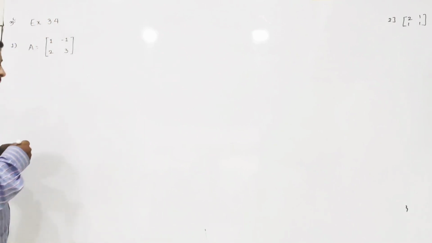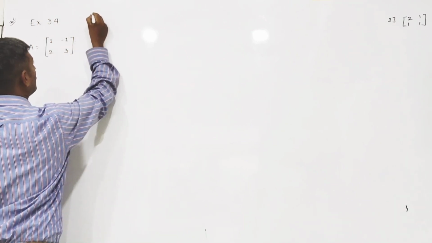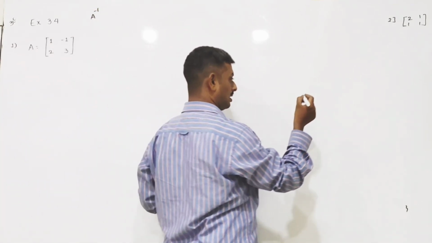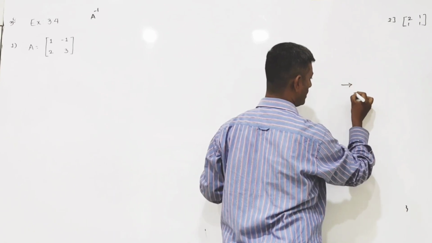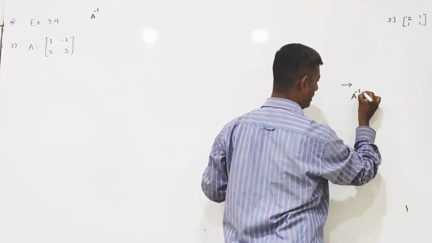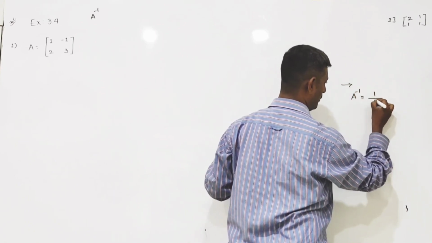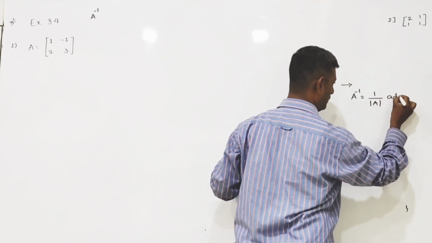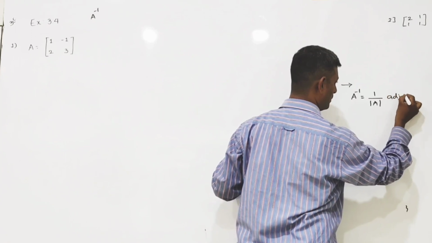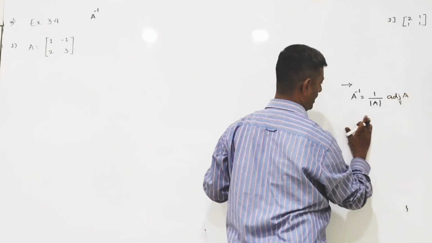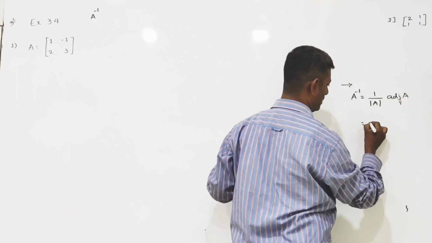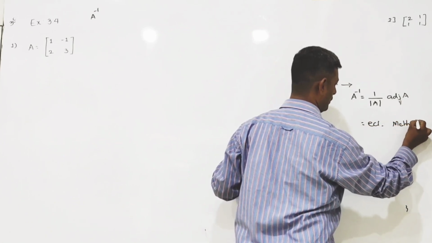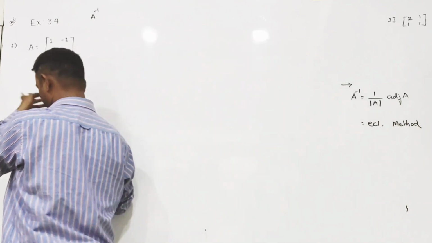Today we are going to do exercise number 3.4, where A is equal to the matrix [1, 2; -1, 3]. Here we have to find A inverse. One method is A inverse equals 1 upon the determinant of A into adjoint of A, and another method is the echelon method, which we are going to do today.